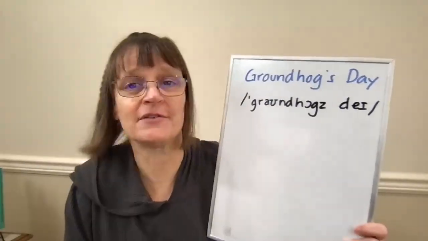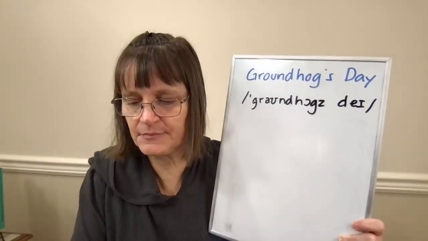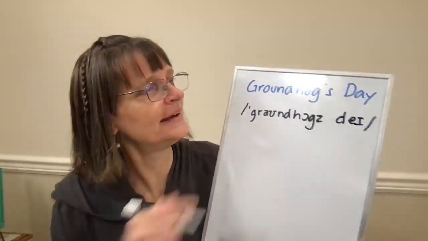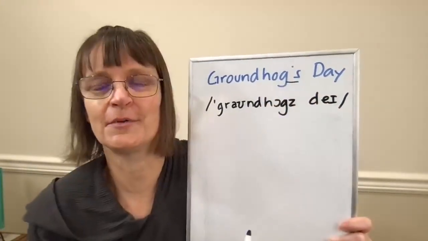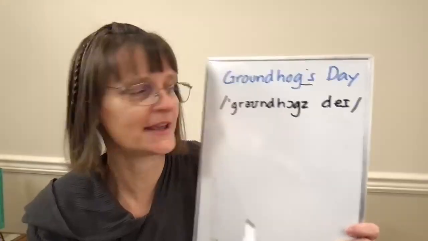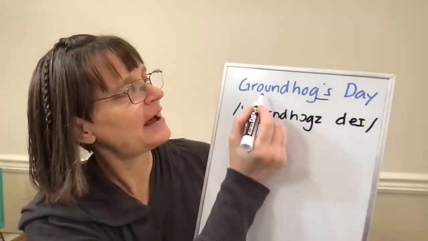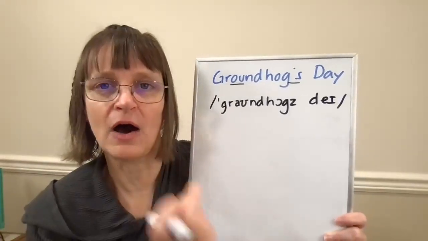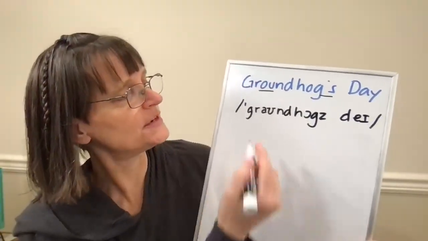So how to pronounce Groundhog's Day? I think you can say Groundhog Day or Groundhog's Day. I would probably include the possessive, Groundhog's Day. So the first vowel in Groundhog's Day is the vowel ow. It's a diphthong, ground.